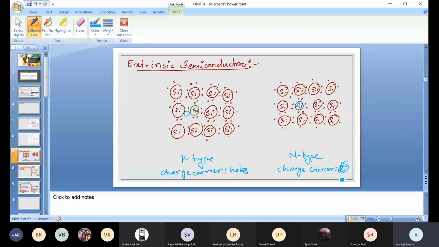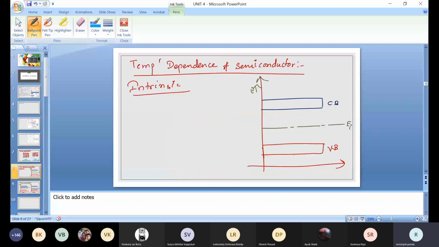Then we saw the temperature dependence of intrinsic semiconductors, for which I have told you one term: Fermi energy and Fermi level. As I told you about this Fermi energy and Fermi level, you are going to read about this again in detail in your higher semester. As of now, just remember that this energy level is the maximum energy an electron in a material can attain.